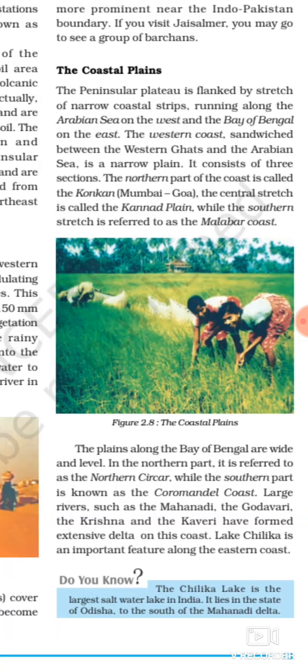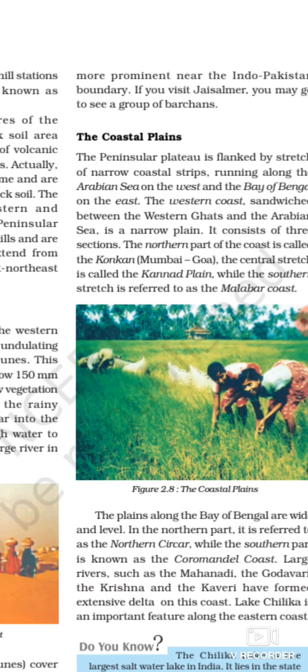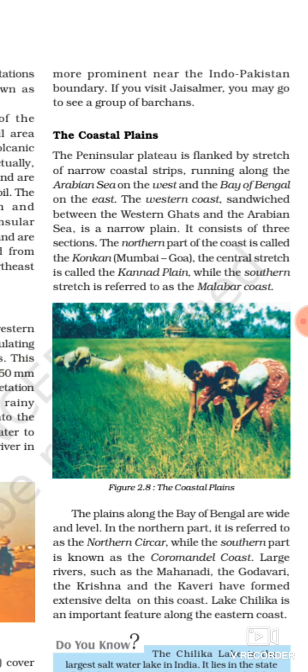The next region is the coastal plains. The plains found in the coastal regions are known as the coastal plains. The Peninsular Plateau is flanked by a narrow coastal strip running along the Arabian Sea on the west and the Bay of Bengal on the east. The western coast, sandwiched between the Western Ghats and the Arabian Sea, is a narrow plain. It consists of three sections: Konkan, Kannad and the Malabar.